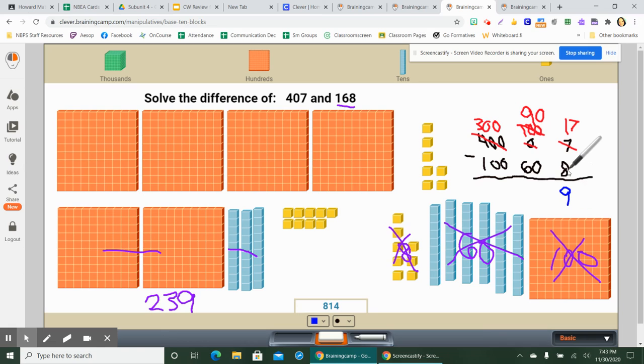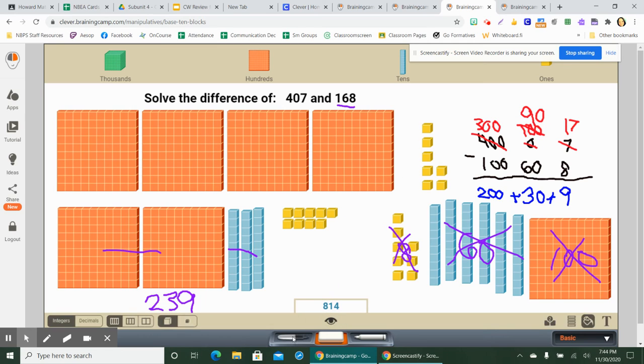And I always like to just check. I know that 9 plus 8 equals 17. So that's good. 90, take away 60 is 30. And again, now it's expanded form, so I'm just going to have a little plus sign in between. And then 300 minus 100 is 200. So my number is 239. So again, this is two ways to show this problem.